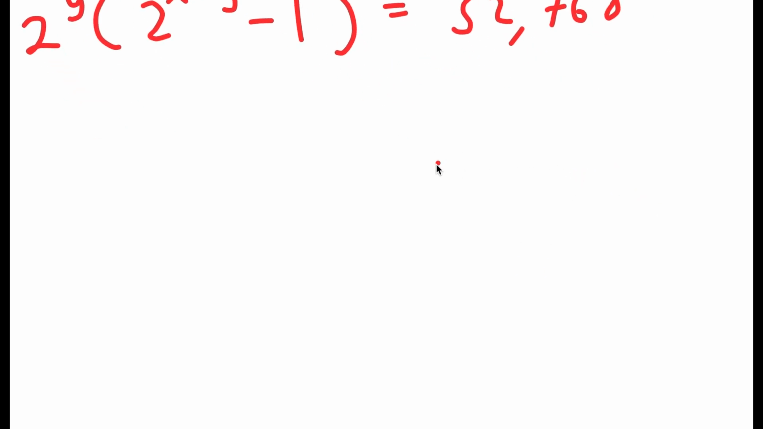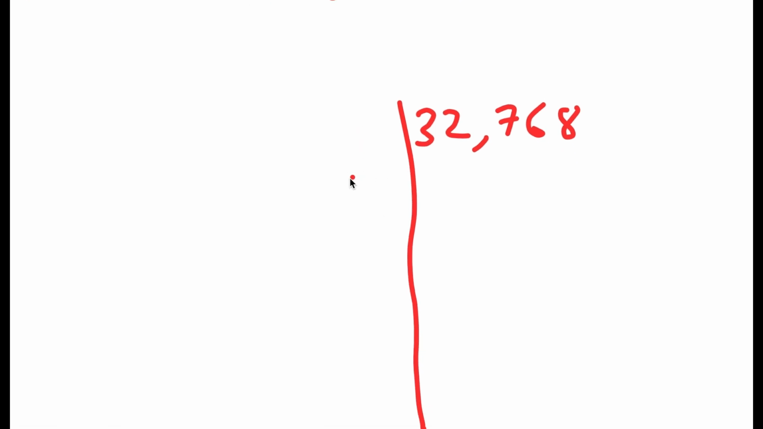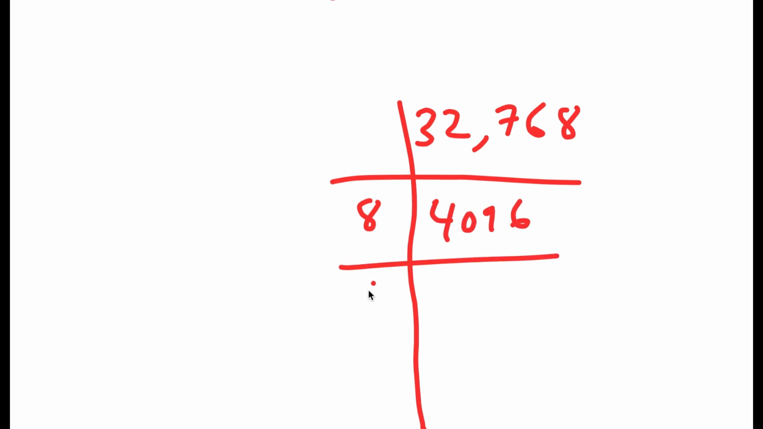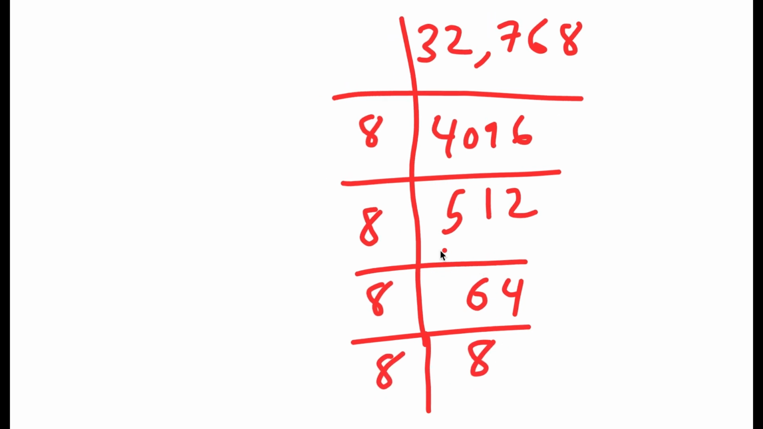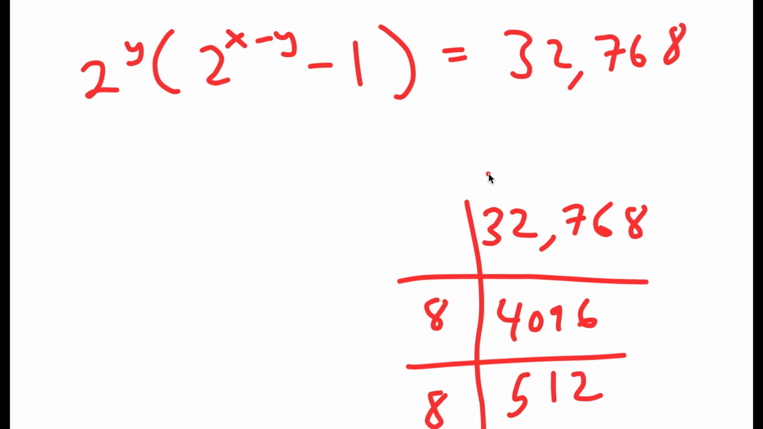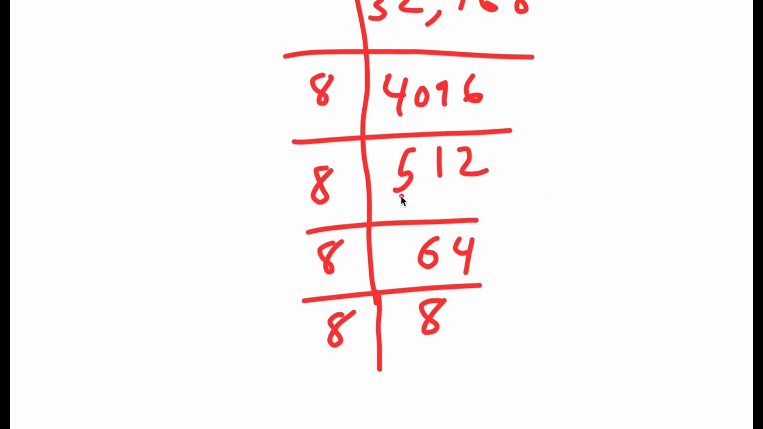Now 32,768 is the same thing as 8 times 4,096. And 4,096 is the same thing as 8 times 512, which is the same thing as 8 times 64, which is the same thing as 8 times 8. Meaning that I can rewrite 32,768 as 8 to the power of 5.